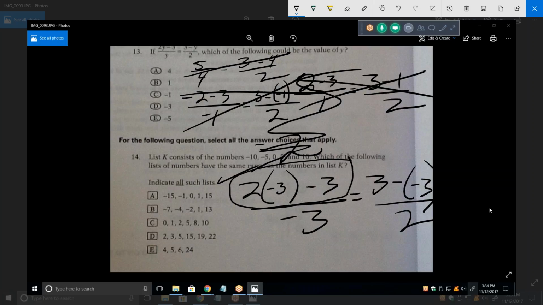Anyway, if you finish the math on this problem, the left side turns into positive 3, and the right side turns into positive 3. Excuse me. Hold on just a minute. It's not letting me put the picture in for some reason.